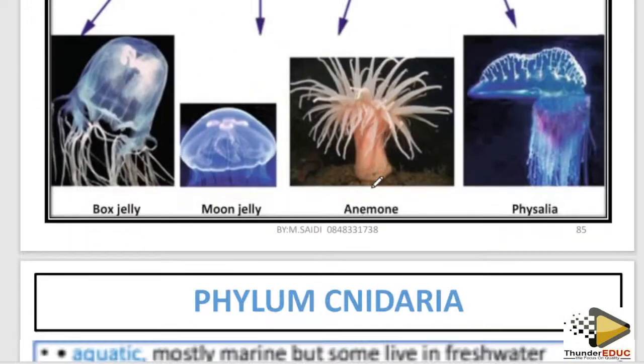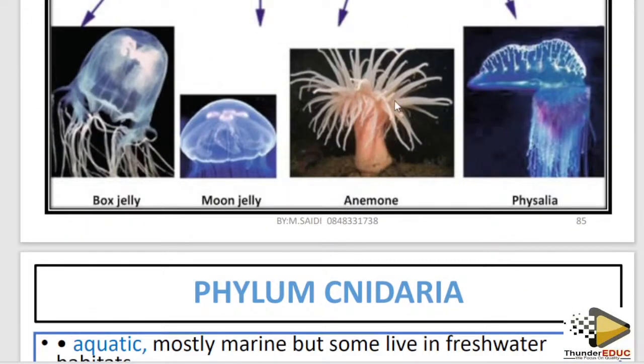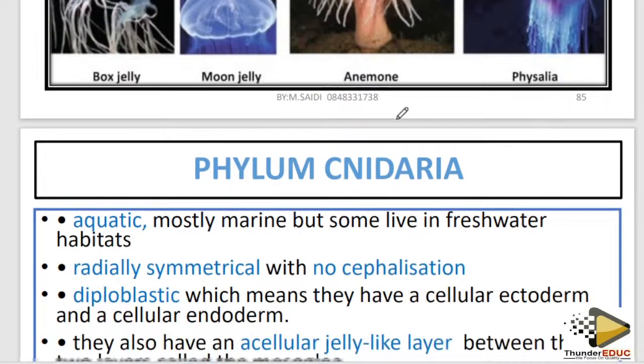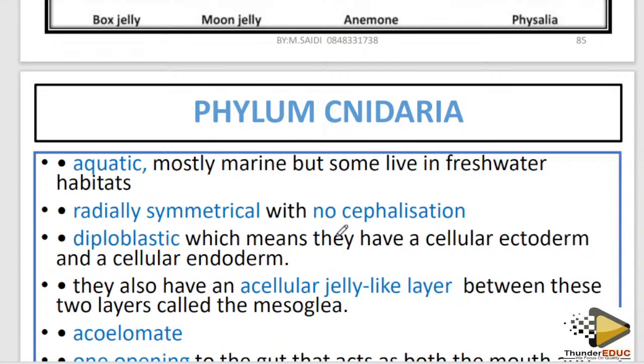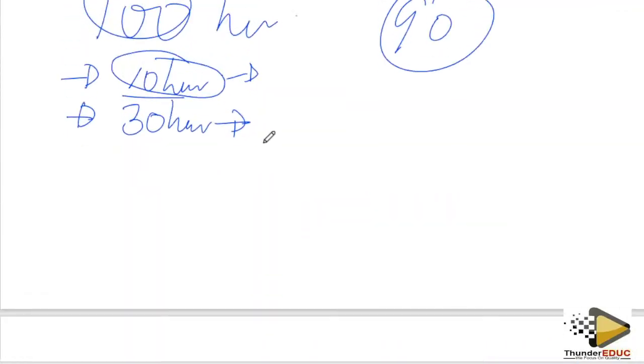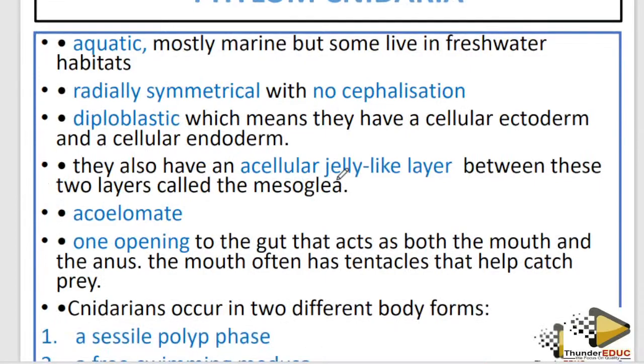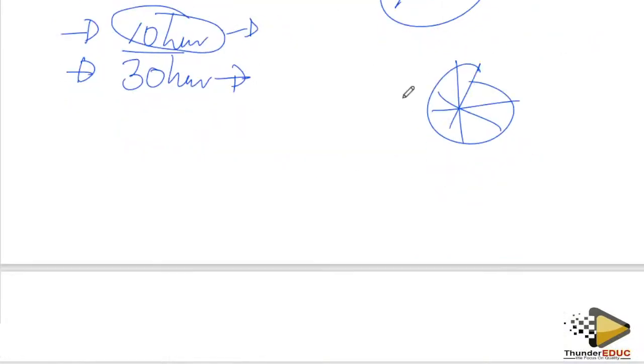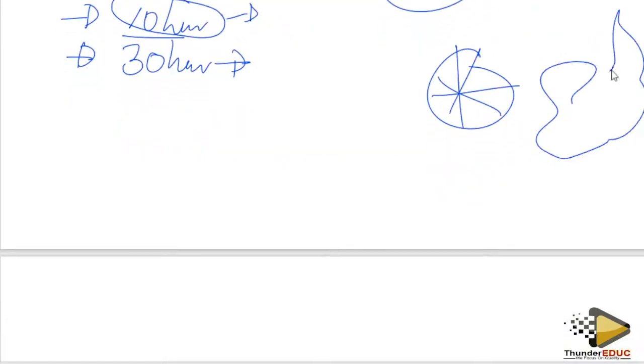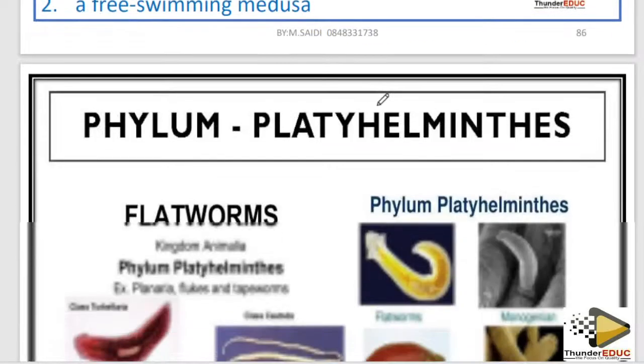Sponges, yes. And then this one, because of these tentacles, they have what is called radial symmetry. Meaning that when you talk about radial symmetry, you can cut it there, yes, you can cut it there, this part is equal to this. You can cut it into different planes. So we call it radial symmetry. But if you have something like this, this side is not equal to this, so we call it asymmetrical. So you don't even need to memorize that much.